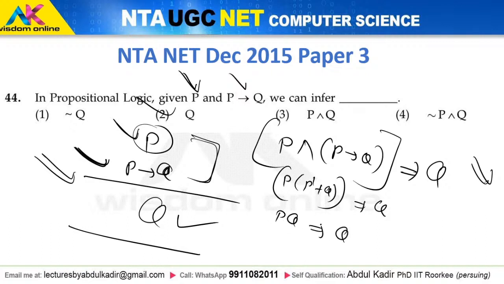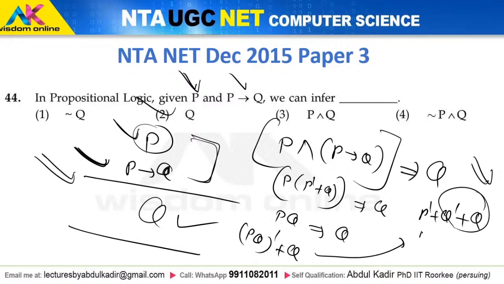Now again you remove this implication, then what will you get? You will get (PQ) dash plus Q. Now you apply the De Morgan formula, then you will get P dash plus Q dash plus Q. Q plus Q dash is nothing but true. P dash plus true, and you know anything plus true is equal to true. So finally you got true. True means tautology. So that's why the answer is option 2.